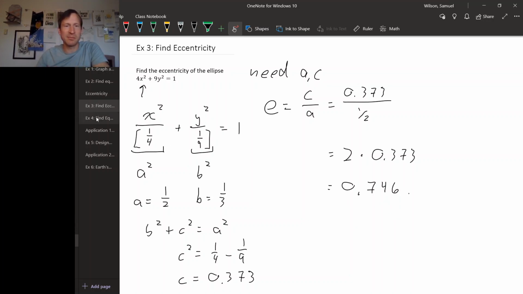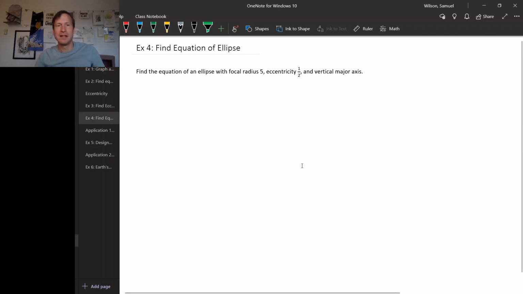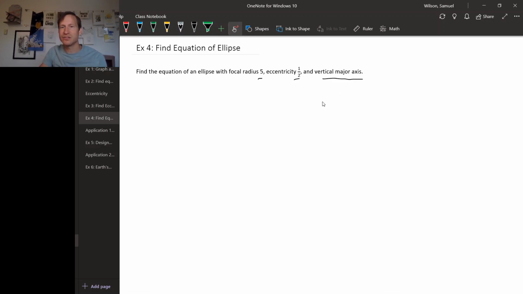Let's look at another example. Let's find the equation of this ellipse. So it's an ellipse with a focal radius of 5, eccentricity 1/2, and its major axis is vertical. Okay, so since its major axis is vertical, that means we're going to use the version of the equation of an ellipse where b is under x, like this. So x squared over b squared plus y squared over a squared equals 1.